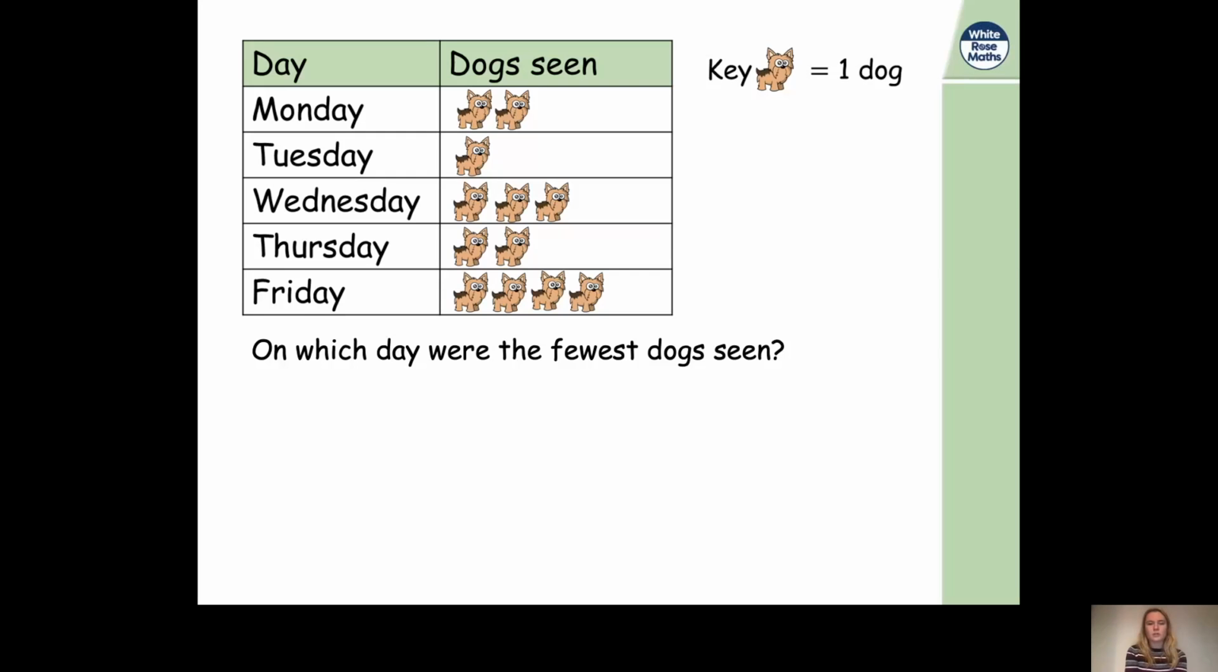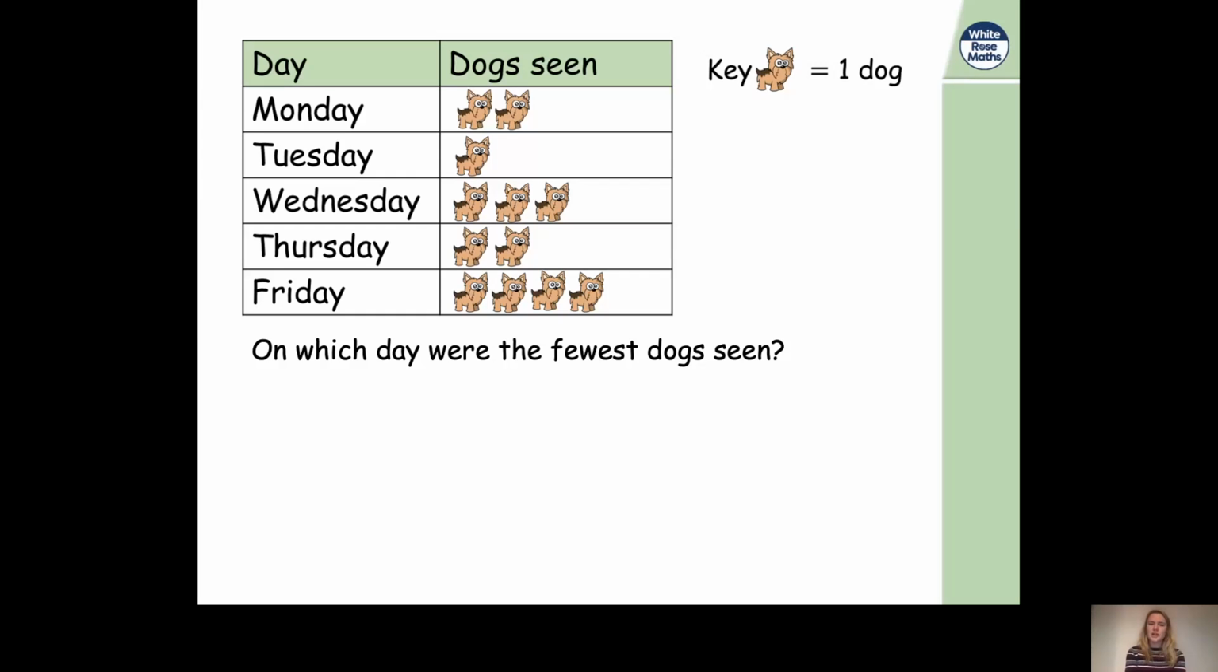Well, how many dogs do we have on Monday? We have 2 pictures of dogs on Monday, and if 1 picture represents 1 dog, then 2 pictures represents 2 dogs. Then on Tuesday, we have 1 picture, so therefore we have 1 dog. On Wednesday, we have 3 pictures, so therefore we have 3 dogs. On Thursday, we have 2 pictures, which is how many dogs? Yes, 2 dogs, because 1 picture represents 1 dog, so 2 pictures is going to represent 2 dogs. And on Friday, we have 4 pictures, so therefore we have 4 dogs that were seen.